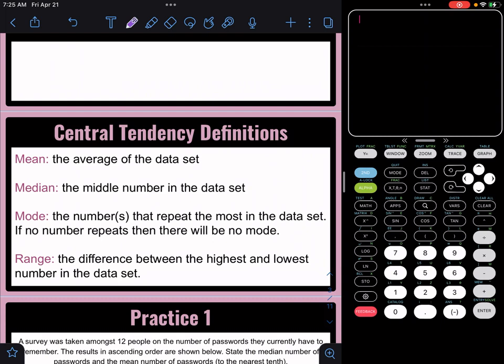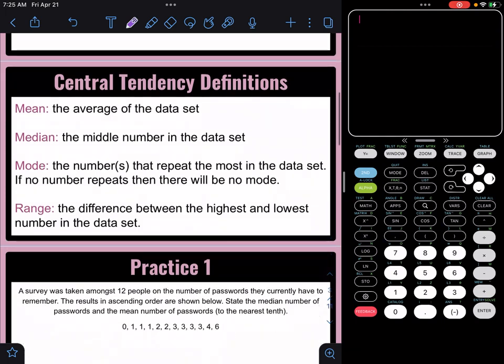If you have an odd number of values, or even, I forgot which one, you're going to end up with 2 values in the middle. When that happens, you take those and divide by 2 and see which number is in between the 2. The mode, the number that repeats the most in the data set. If no number repeats more than another number, then there's no mode. And the range is the difference between the highest and lowest numbers in a data set.